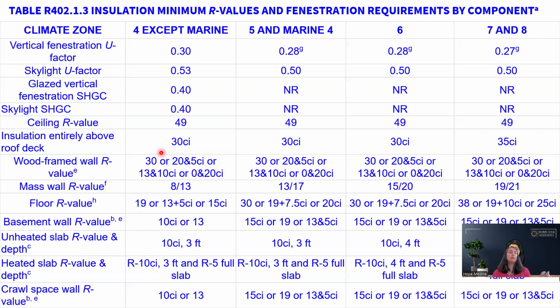So as you see, a lot of the values did change, or didn't change. In climate zone 5 we used to have a requirement for solar heat gain coefficient. It did get removed again in the 24. So really only the 21 is required to follow that solar heat gain coefficient requirement.